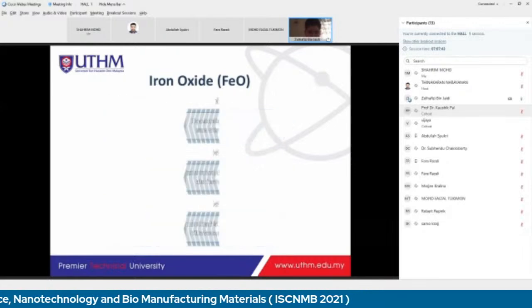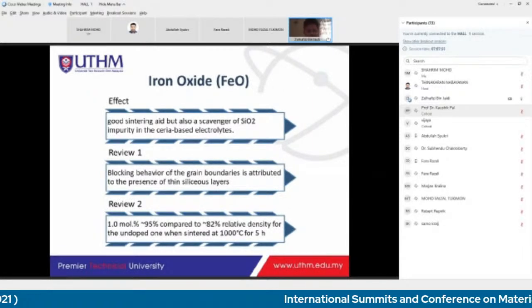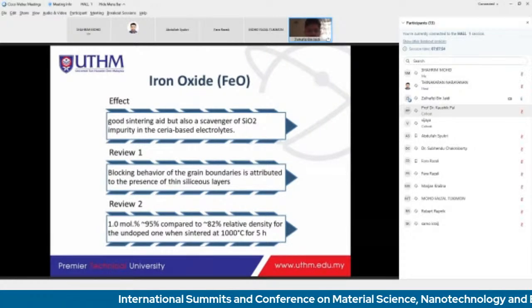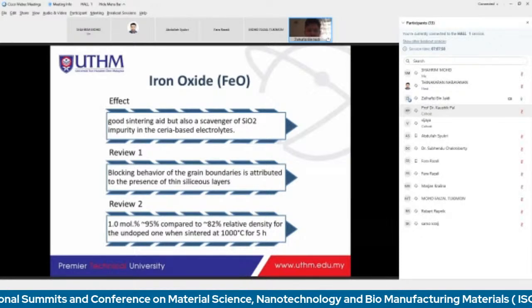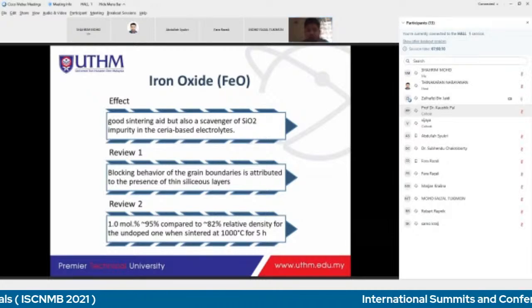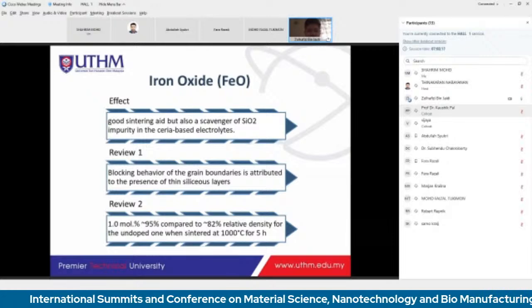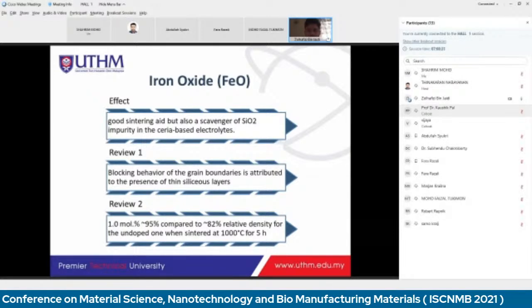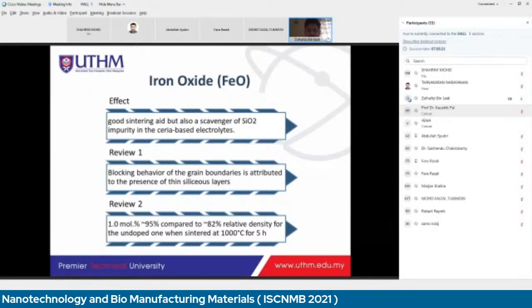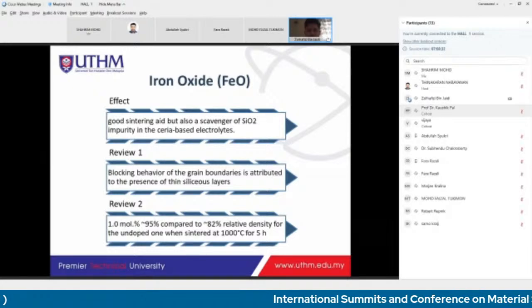Next is iron oxide. Iron oxide is not only a good sintering aid, but also a scavenger of silicon oxide impurity in the ceria-based electrolyte. For your information, when ceramic oxide is combined with the SDC electrolyte, it can form a silica oxide impurity that makes the conductivity of the electrolyte lower. So iron oxide can block the formation of silica oxide impurity in the electrolyte, so the conductivity of the electrolyte remains unchanged.